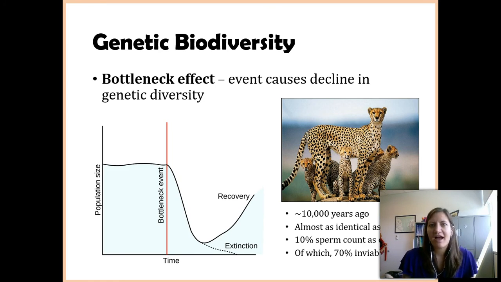So you can see that they're having such a hard time reproducing because their body is trying to prevent it. Their body's like, I've been inbred so many times, the genes I have are not working for me anymore. So it's possible we may face a cheetah extinction in our lifetime because of this lack of genetic biodiversity.